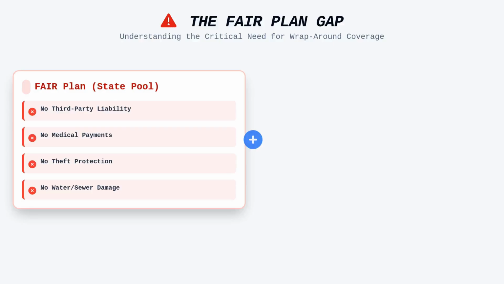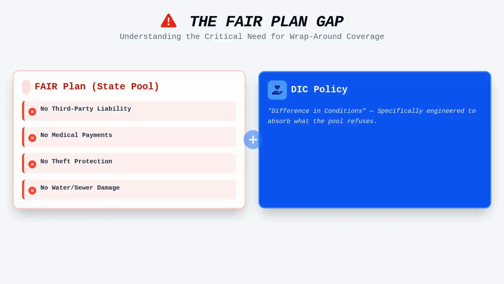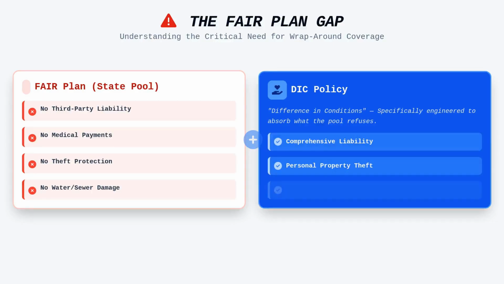To bridge these massive structural gaps, property owners must secure a separate wraparound policy known as a difference in conditions contract from the voluntary market. A difference in conditions policy is specifically engineered to exclude the fire-related perils covered by the state pool while absorbing the liability, theft, and water damage exposures that the pool refuses to touch.